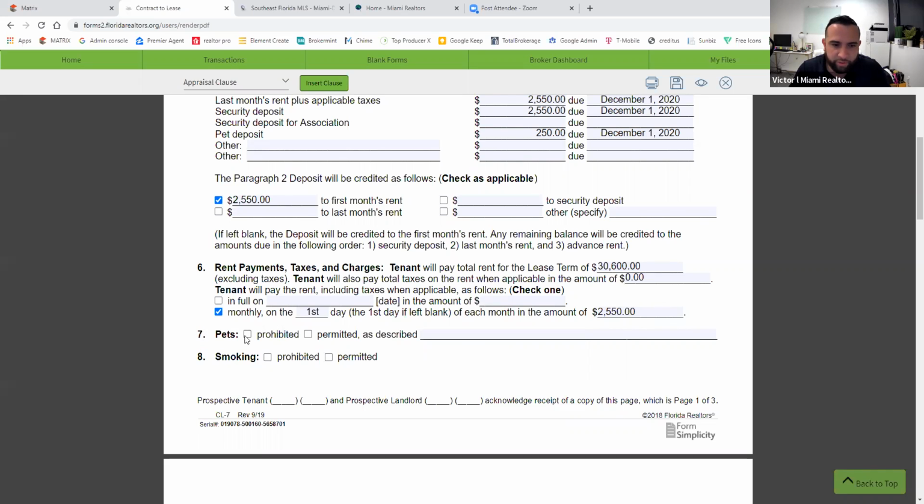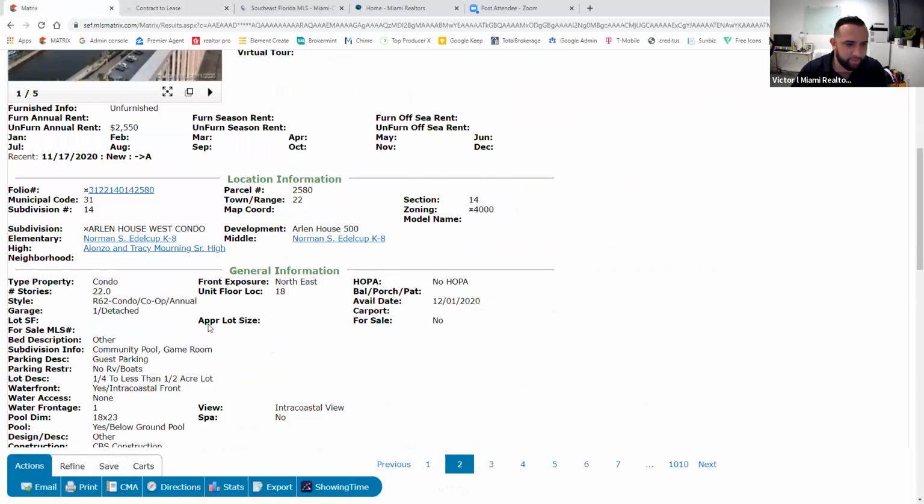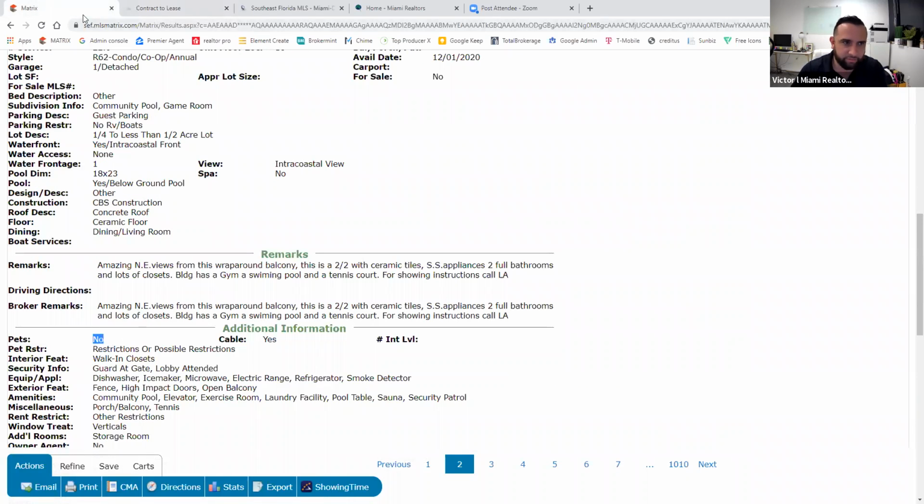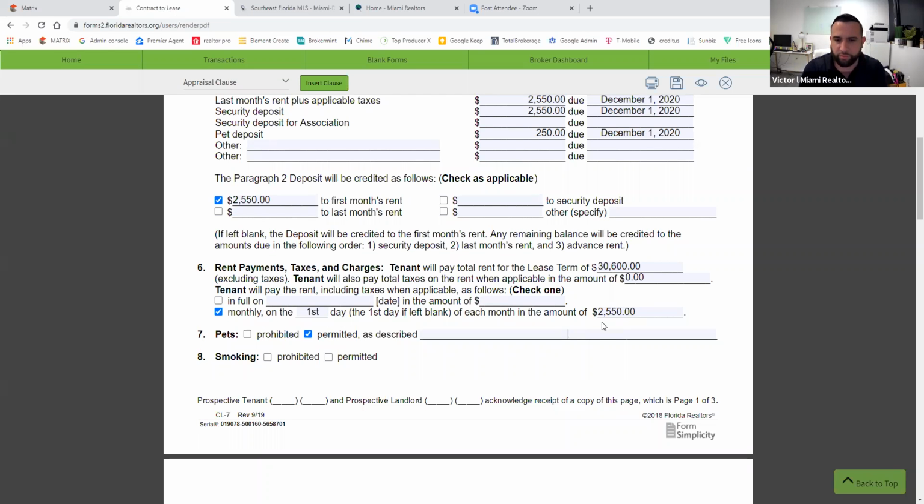Pets, if they're prohibited, just check the box that says prohibited. If they are permitted, even if they don't have pets, it's always okay to put that they are permitted. For example, let's go back to the listing here. In this one, there's no pets allowed, okay? But if there were, it usually will say something like maximum 20 pounds, so you can put that there. But if they're prohibited, just check the box that says prohibited.